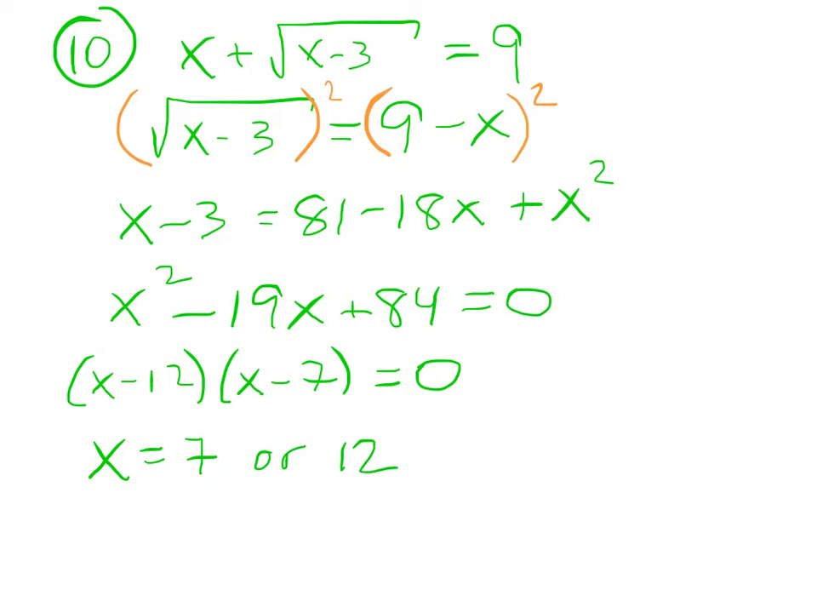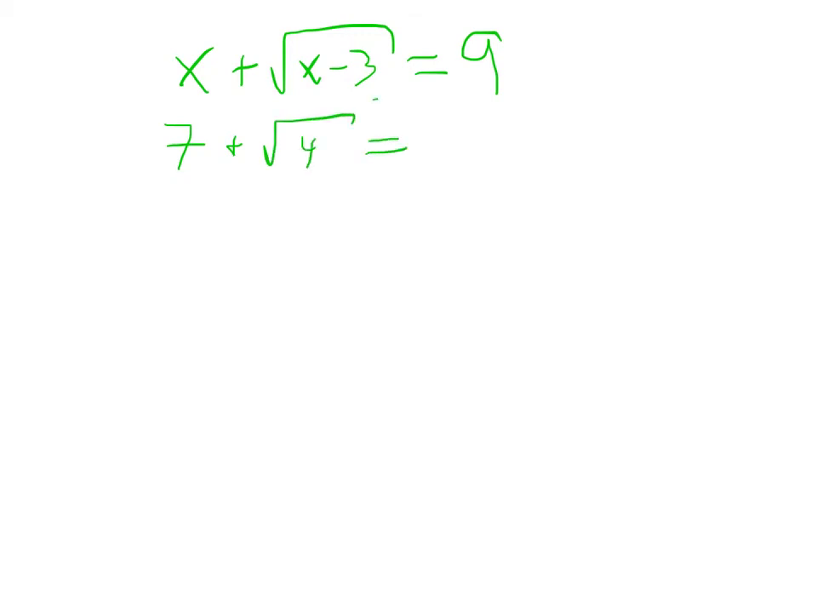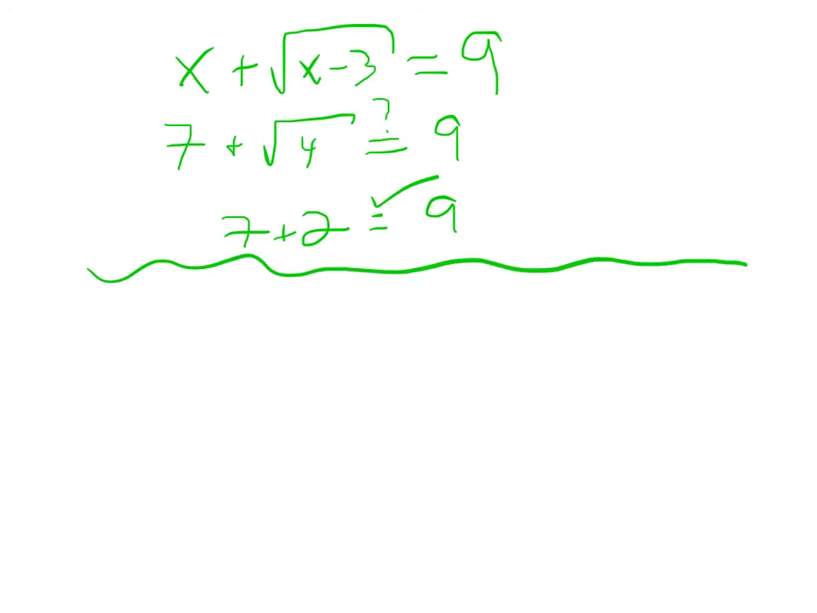But when we plug these numbers back into the original equation, you see that only one of them is true. So let's do that on a new slide. x plus the square root of x minus 3 equals 9. And if I plug in 7 for x, I get 7 plus the square root of 4. And does that equal 9? Yes, because this says 7 plus 2, which is 9. Check.